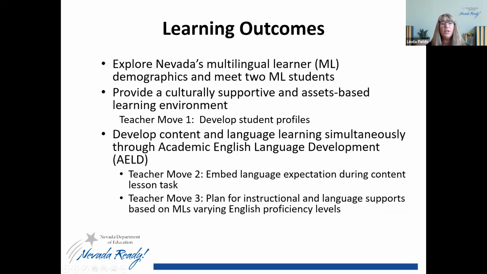So we have 3 learning outcomes for this presentation. First, we will briefly explore Nevada multilingual learner demographics and meet 2 hypothetical Nevada multilingual learner students. Next, we will offer 1 teacher move to provide a culturally supportive and asset-based learning environment. Then we will offer 2 teacher moves that develop multilingual learner students' academic English language development and content understanding during lessons. These moves include embedding language expectations and instructional supports that vary according to students' current English language proficiency levels.